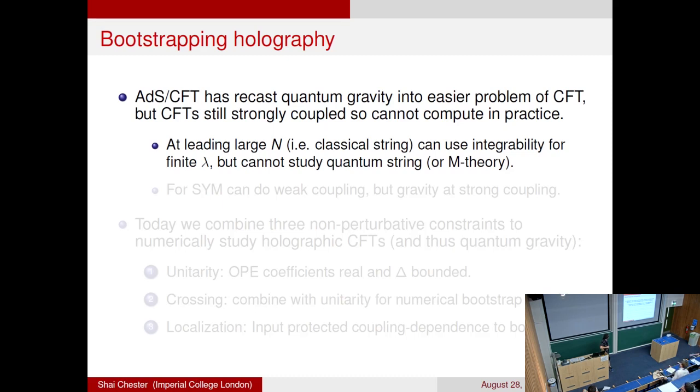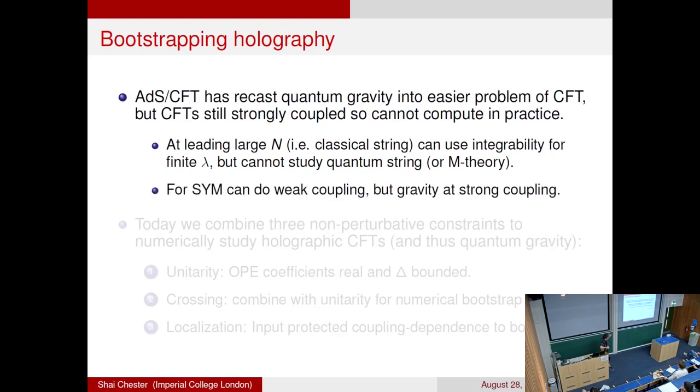Now, there are other ways people have attempted to study these holographic CFTs prior to the bootstrap. For instance, at leading order in the large N expansion, which is dual to the classical string theory, there's something called integrability, which allows you to study quantities at finite 't Hooft coupling. But so far, integrability has only been developed in the planar limit. And so you can't use it to study the quantum string, which would be one over N corrections. Similarly, you can't use it to study M theory, because there simply is no planar limit in that case.